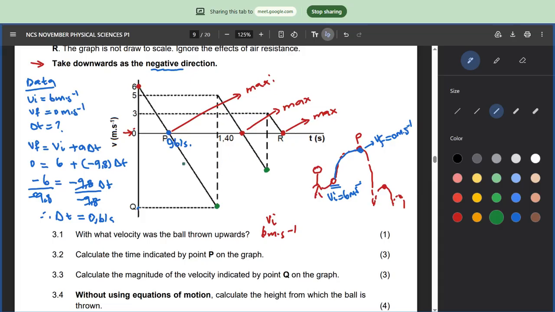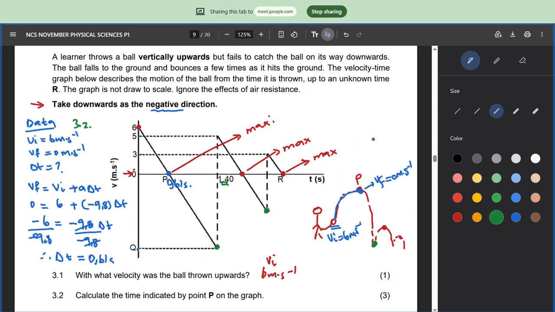To find that path, already we have some information about this. So we are looking for this path now. I need you to pay attention to what I'm going to do now. I'm going to say that the ball hits the ground at this time. So delta t at this point is 1.40. Can you see that part? Yes. This is 3.2. Then up here, I'm going to put my 3.3.